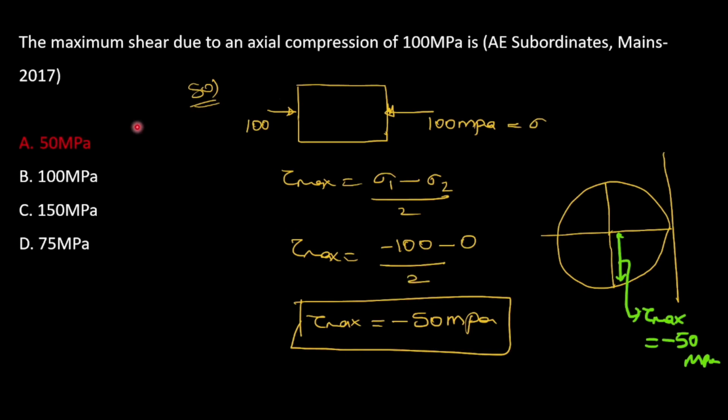So option A is the correct answer and the Mohr circle for this will be like this. And this is tau max is equal to minus 50. So option A is the correct answer.